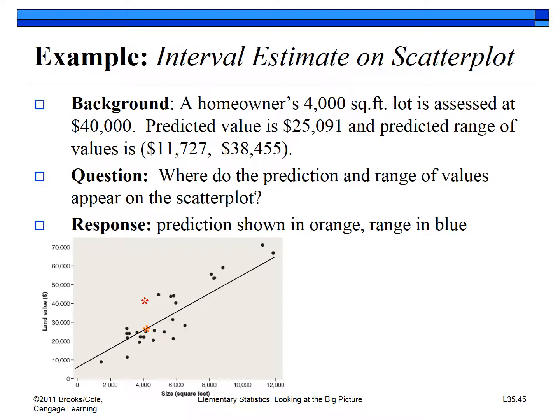The prediction is the point directly on the line above 4,000. And then we go up and down by 2 standard errors. We get a spread something like this. And there again, we see our property owner's value well above that range.